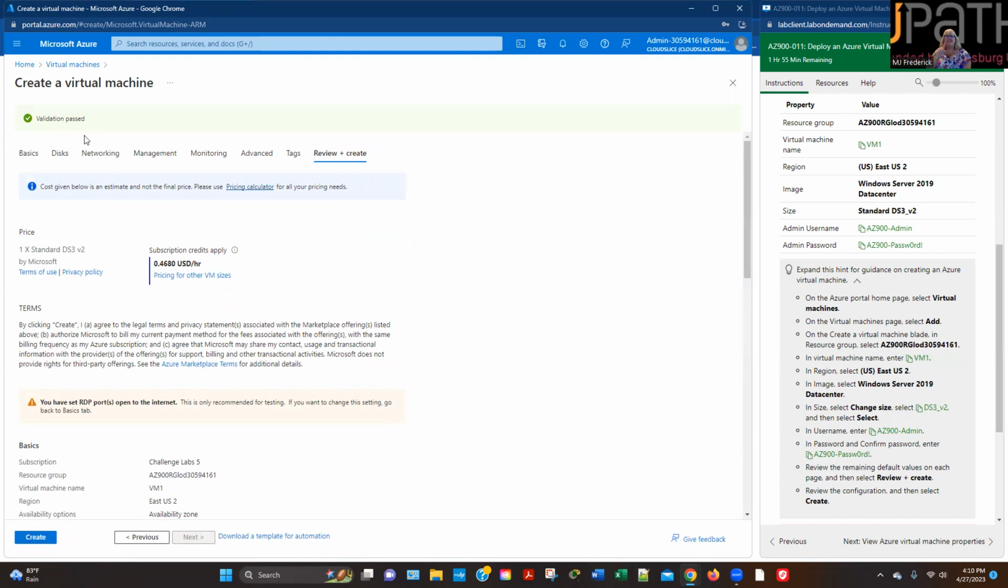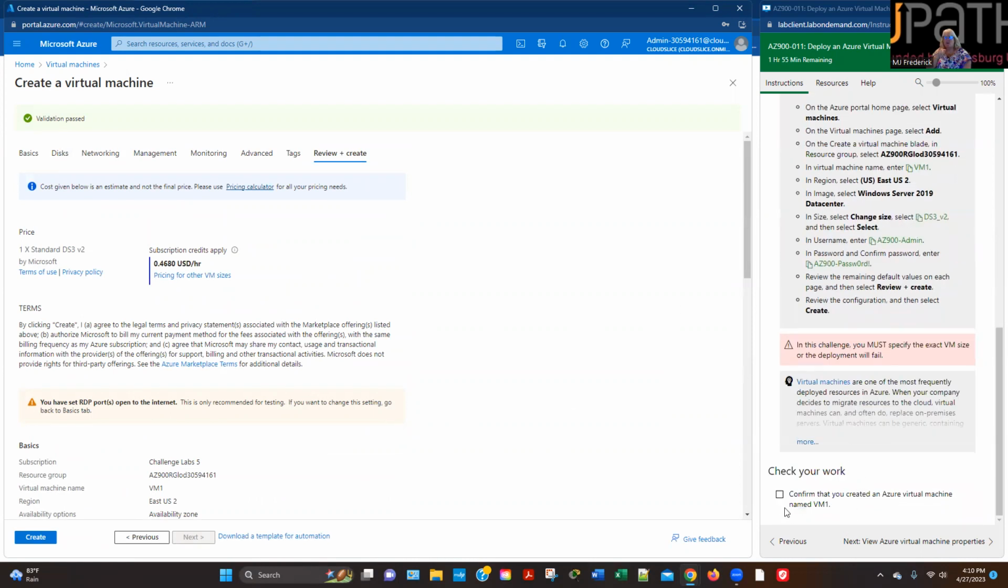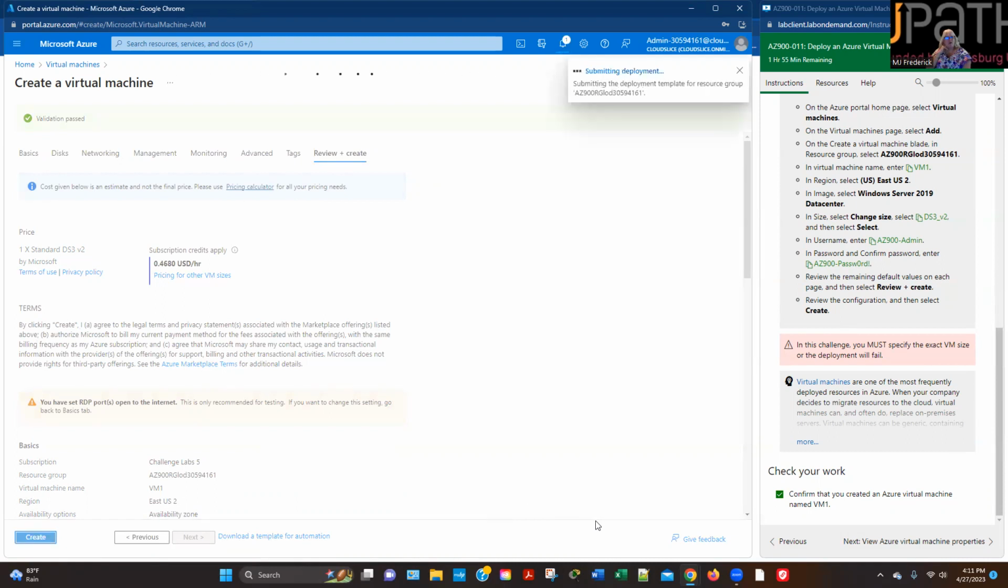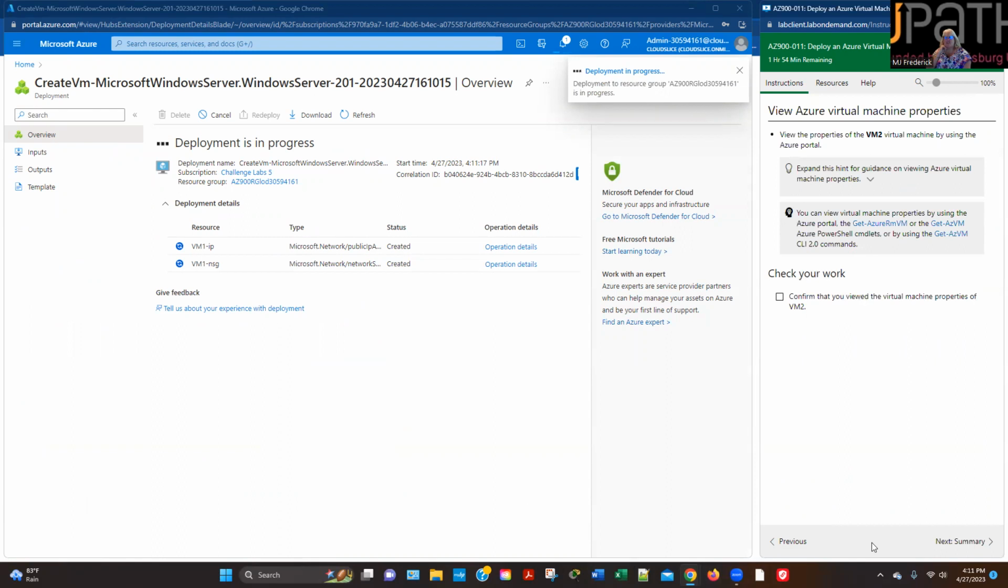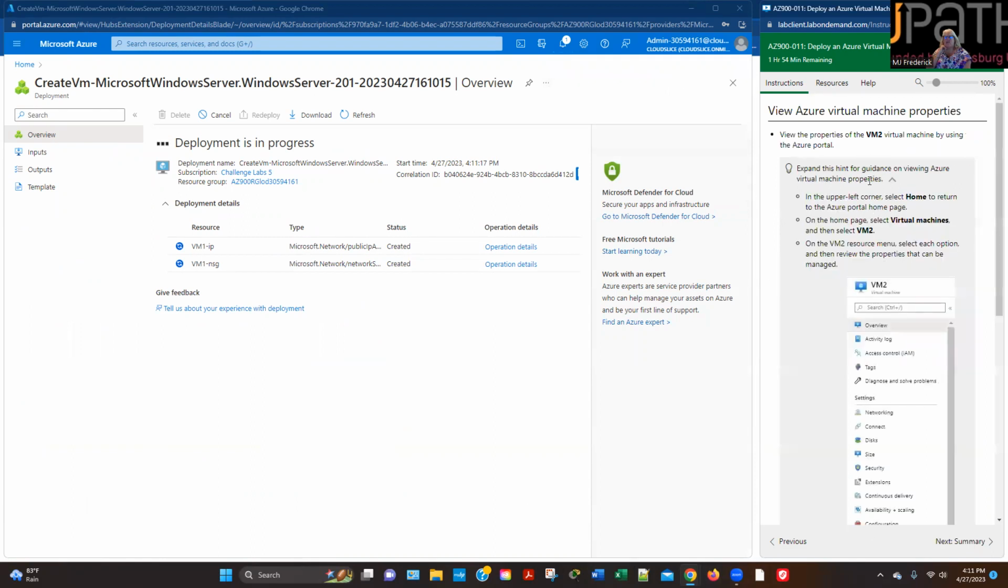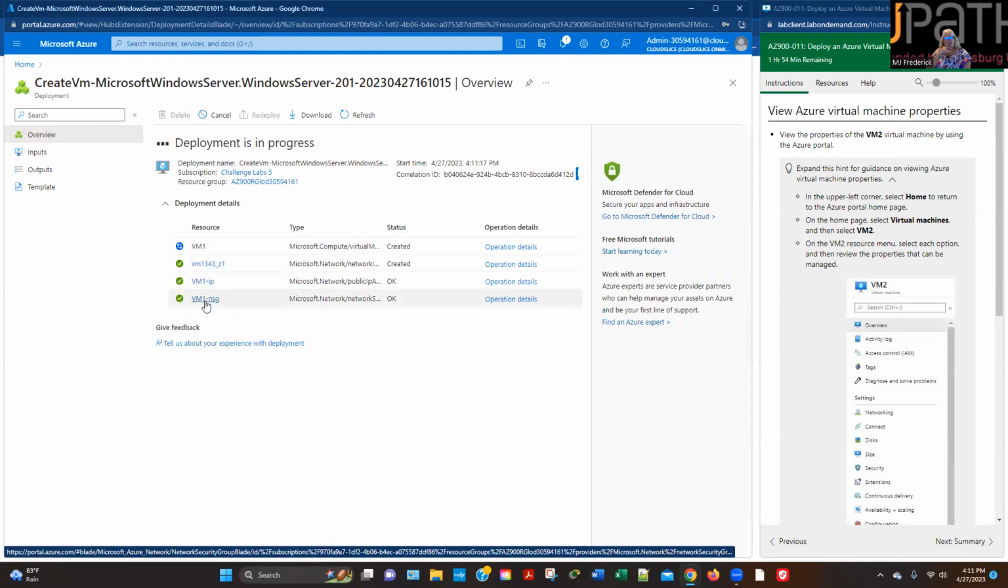All right, and it tells you that the validation has passed, and it says for you to make sure that it has, and it did. So we've got that done, right? And then we've created it. And now we're going to submit the deployment of it. All right, then the next thing you do is click on next. All right, so we see we want to view the properties because we've created it. Now we need to view the properties. So what we need to do is we need to go to the overview for that machine.